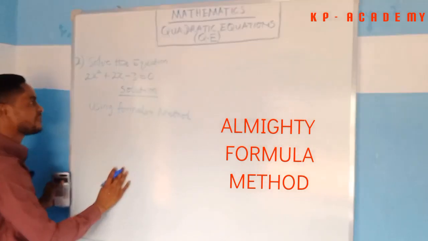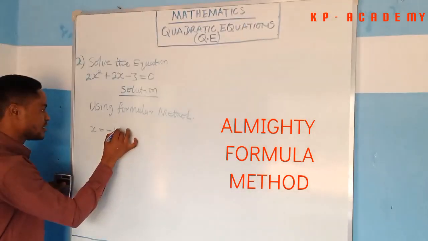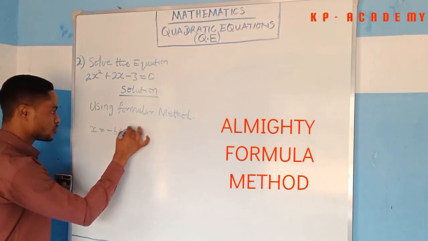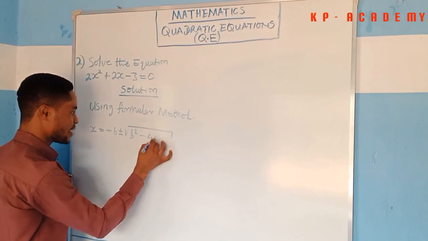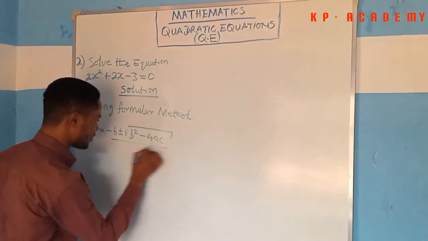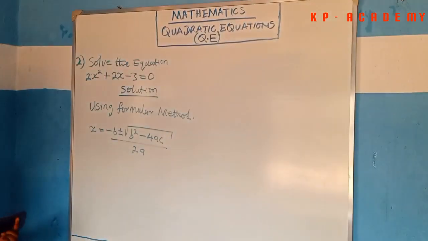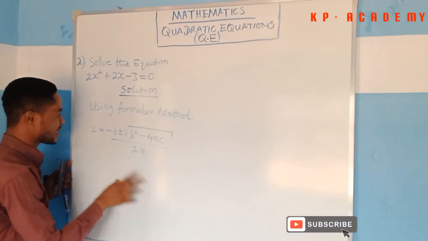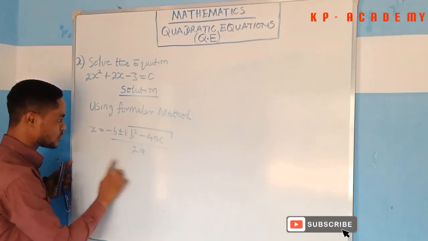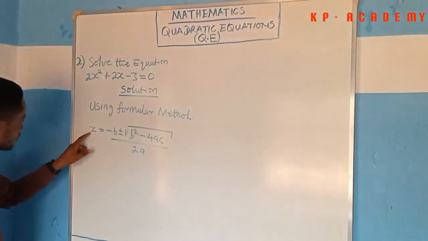Using formula method, and the formula method says that x is equal to minus b plus or minus square root of b squared minus 4ac all over 2a. All right, so this is the formula method. And now, of course, you can identify or agree with me that we have several variables. In this case, we have a, we have b, we have c, we even have x. And of course, what we're looking for is x.